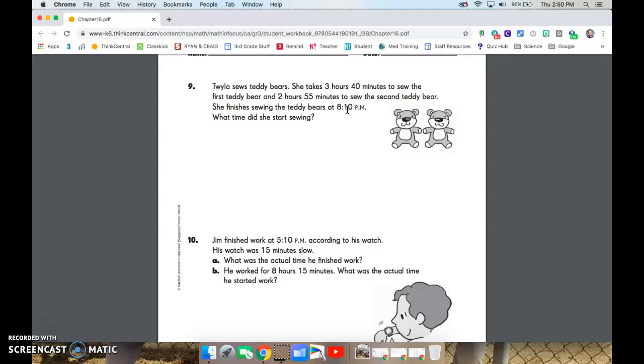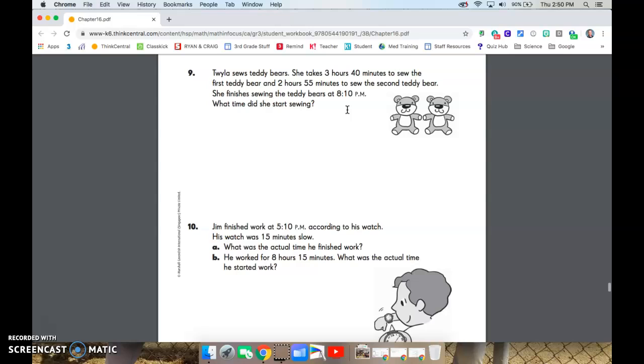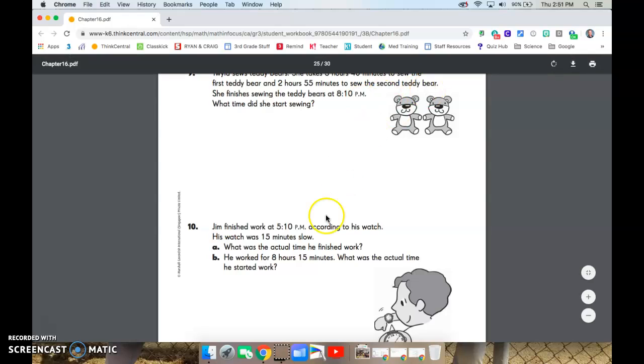Alright, number 10. Jim finished work at 5:10 p.m. according to his watch. His watch was 15 minutes slow. What was the actual time he finished work? Well, if it says it's slow, that means he actually finished his work 15 minutes later than that. So 15 minutes after 5:10 would be 5:25. Okay, 5:25 for A.